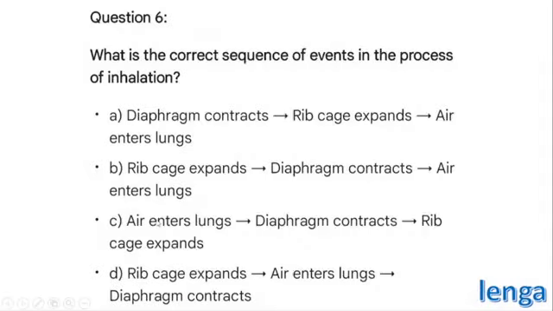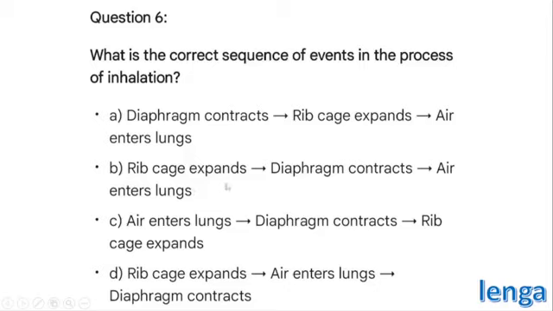Let us now move on to our question 6. Our question 6 reads, what is the correct sequence of events in the process of inhalation? So when we take in air, what is the process of events? Just like I have explained on the previous question, when air is absorbed from the atmosphere, the diaphragm is going to contract. Hence the rib cage will expand so that more air can go into the lungs. So A, diaphragm contracts, rib cage expands, air enters the lungs.